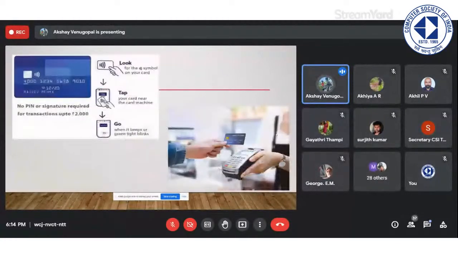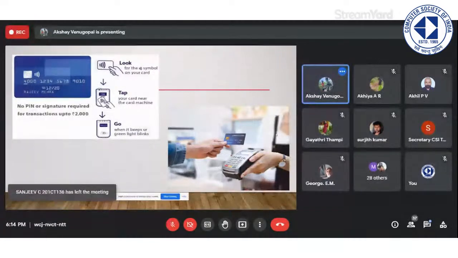We can see in the picture the Wi-Fi symbol, which denotes the contactless payment system. Just keep our card over the POS machine. When it beeps and the green light blinks, you are ready to go. The payment is done.